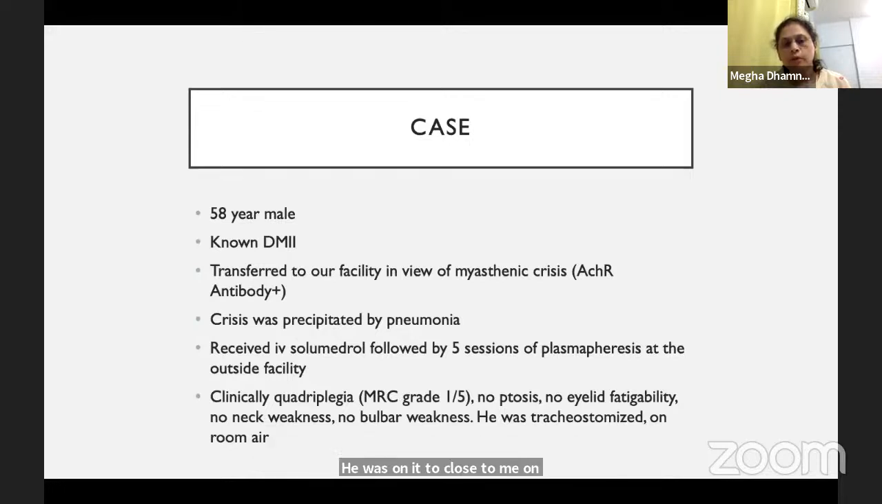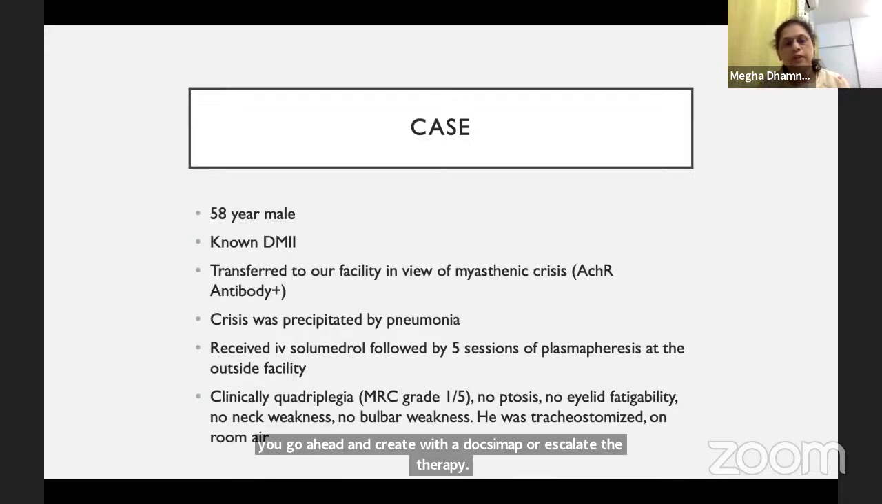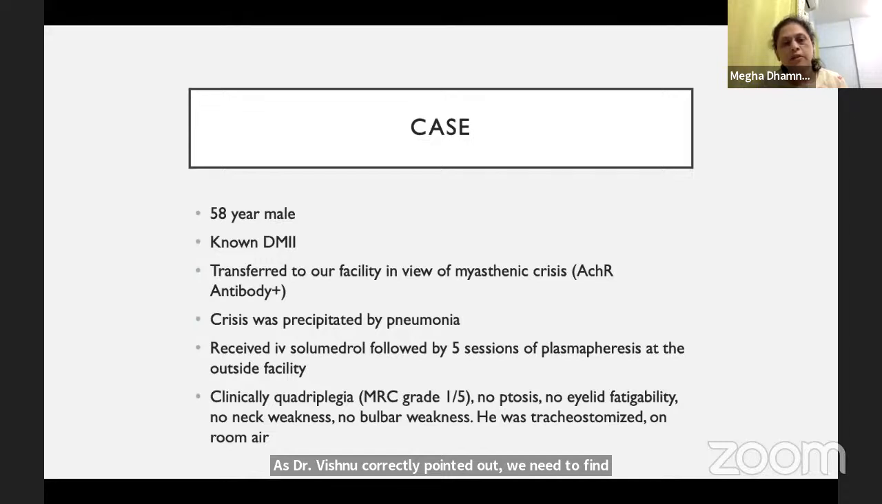So let's pause for a minute. There are 2 important things that we see here. One is, see, this patient has received IV Solu-Medrol. 2, I wondered, he's got a severe quadriplegia, severe weakness, but no neck muscle weakness. So, such a patient, before you go ahead and treat with rituximab or escalate the therapy, as Dr. Vishnu correctly pointed out, we need to find out if this patient is really a refractory myasthenia, or are we dealing with another pathology here?